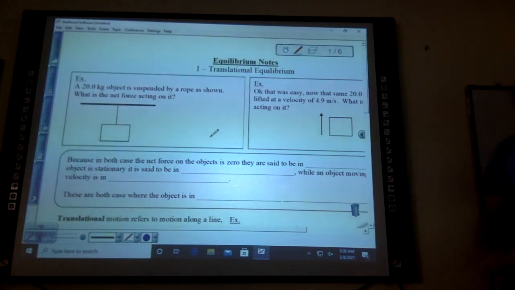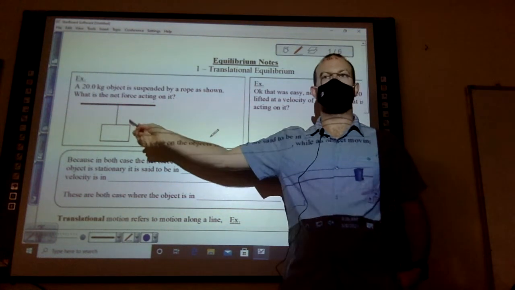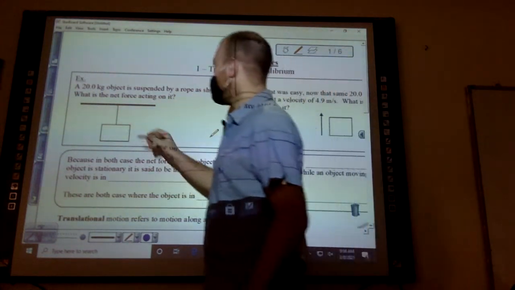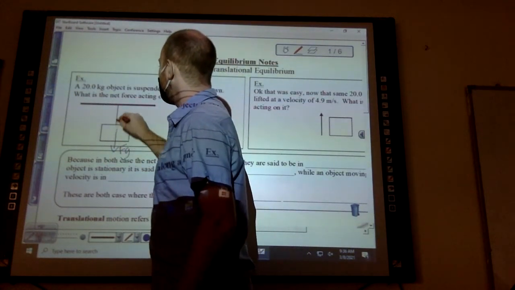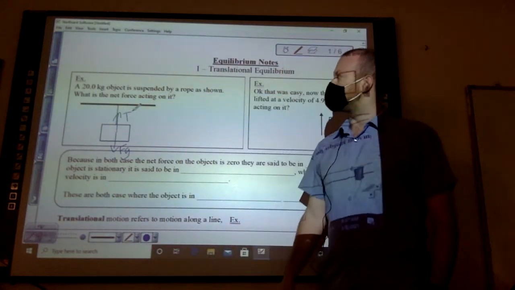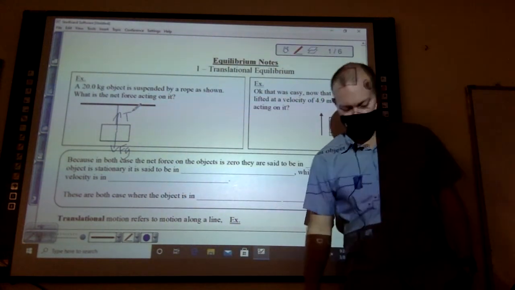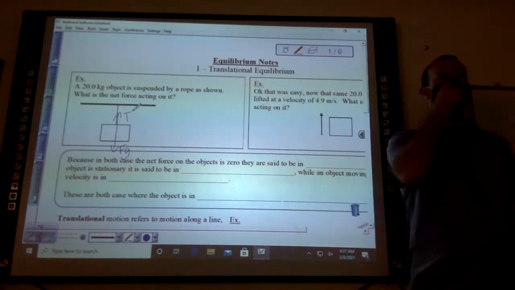We're good? Okay. So we've got a 20 kilogram object being suspended by a rope as shown. We want to know what is the net force acting on this. So first let's look at the forces. What forces do I got on this object? I've got force of gravity, yep. And I've got tension.